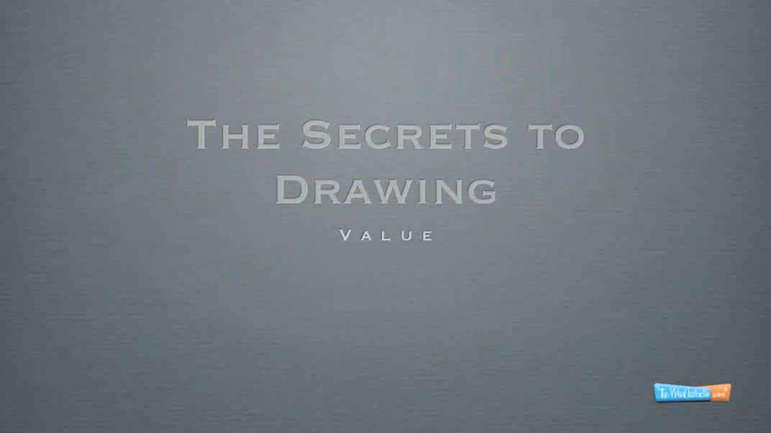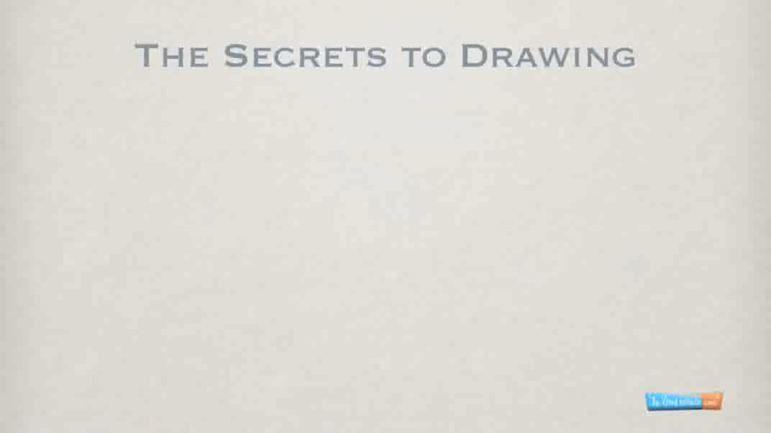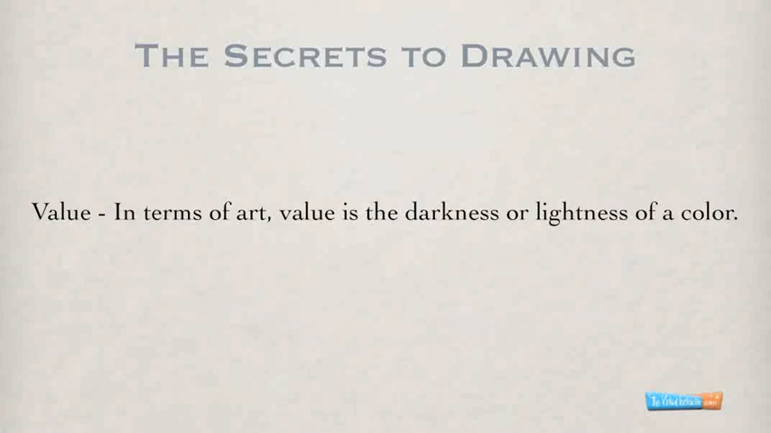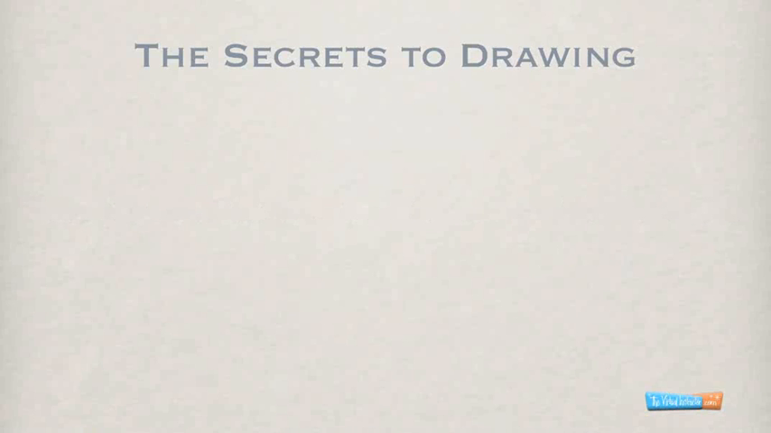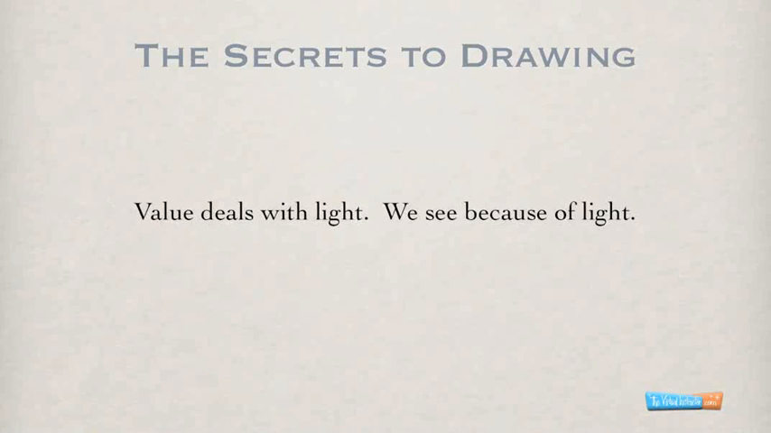In this video, we're going to take a look at the next element of art, value. First, let's define what value means. In terms of art, value is the darkness or lightness of a color. You see, value deals with light. We can only see because of light. Without light, we see nothing.